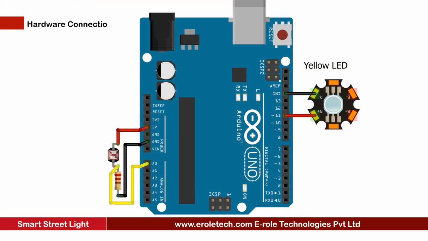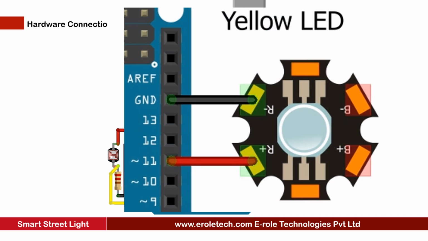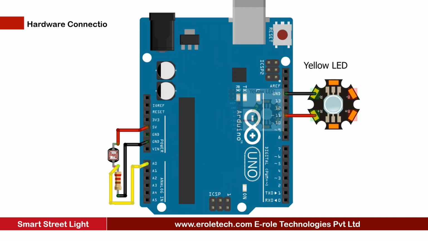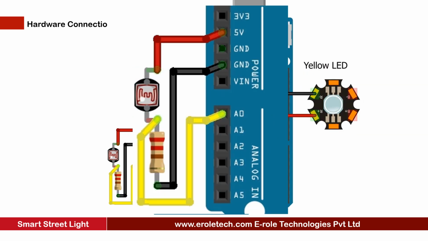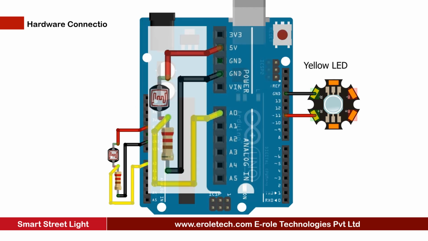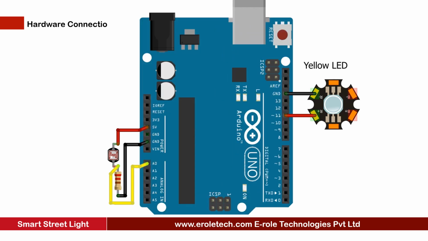This is the connection diagram of our project. We have connected the positive terminal of the yellow LED with pin number 11, and the negative terminal with the ground pin of Arduino. The LDR module has 3 wires. Connect the red wire with the 5-volt pin, the black wire with the ground pin, and the yellow wire with pin A0 of Arduino. A0 is used to read the analog output.